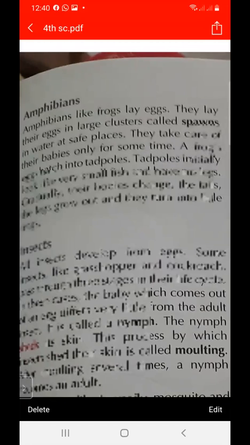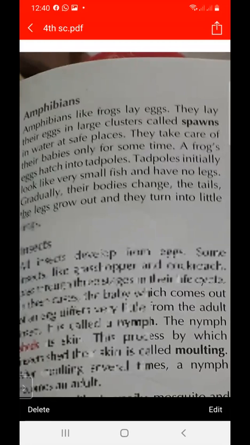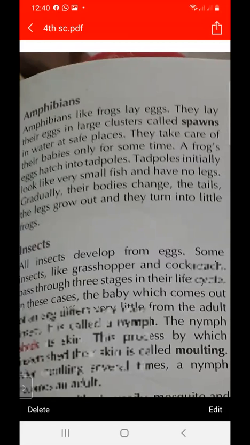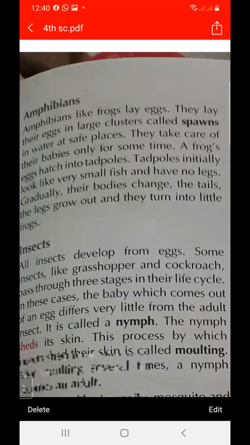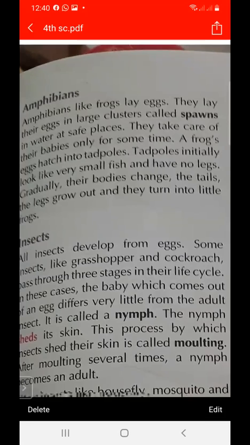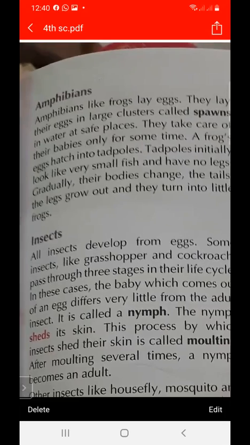And when these frogs lay their eggs in a large heap, this is called spawn. They take care of their babies for some time, and then the frog egg is converted into a tadpole. This tadpole looks like a small fish, and it doesn't have legs. Its body changes, its tail grows, and then legs grow. Then this will change into a little frog.